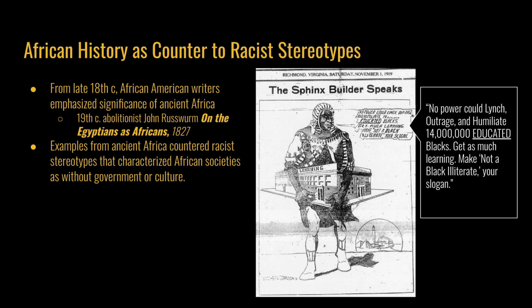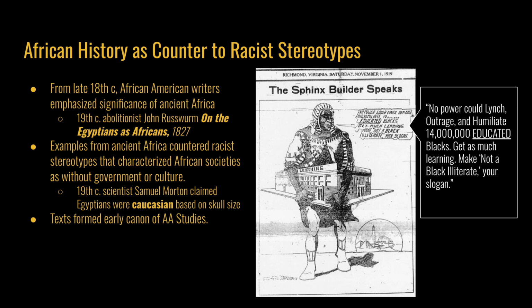Examples from ancient Africa were used to counter racist stereotypes that characterized African societies as without government or cultures. In the 19th century, scientists tried to claim that Egyptians were Caucasian based on skull sizes, a pseudoscience that later evolved into phrenology and became one of the bases for eugenics in the early 20th century.